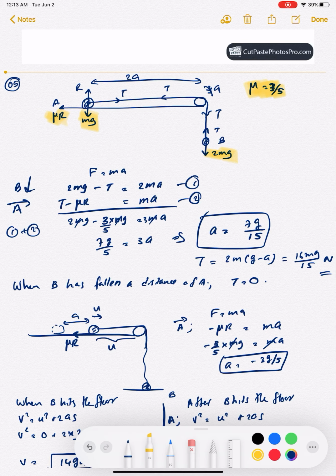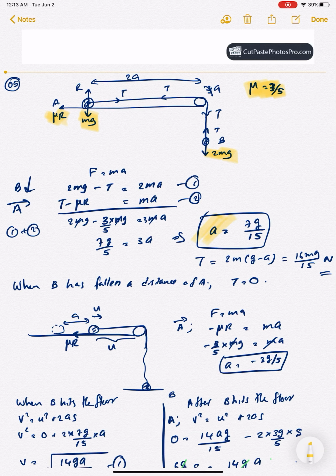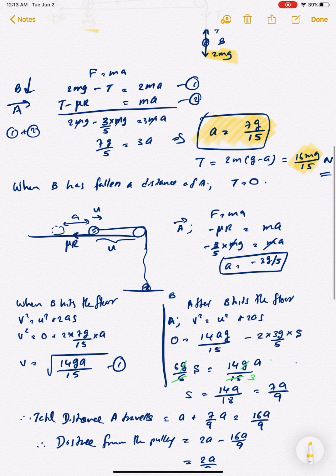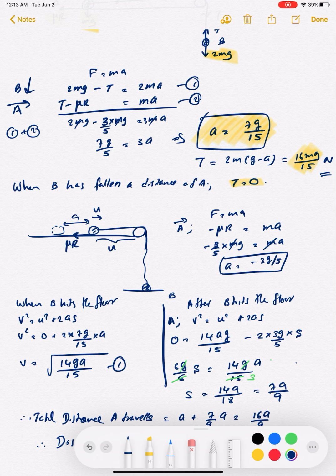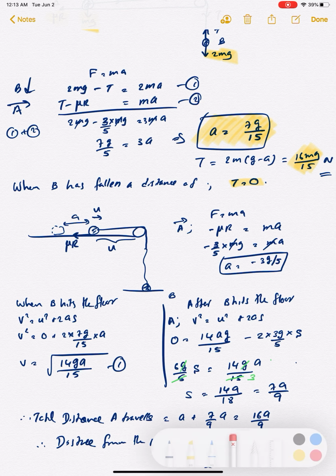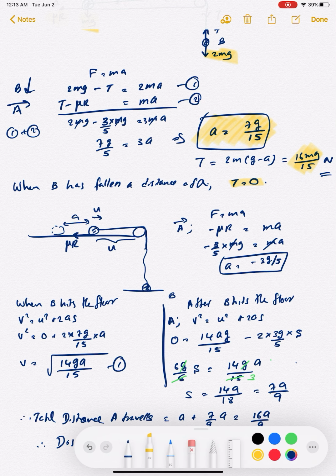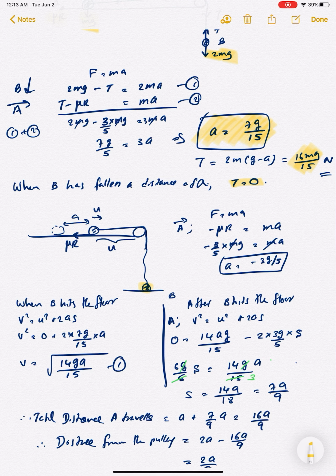When you add equations 1 and 2, we can say the acceleration is equal to 7g/15, and the tension in the string is 16mg/15 newtons. Also, when B has fallen a distance of a, it hits the floor, so the tension will be 0. And when B has fallen down, you can see there is no tension, so A has moved this distance of a, and it is still moving with the speed of u.